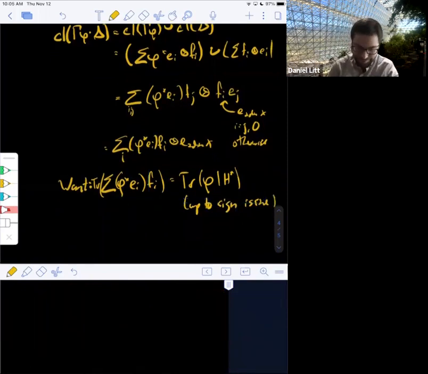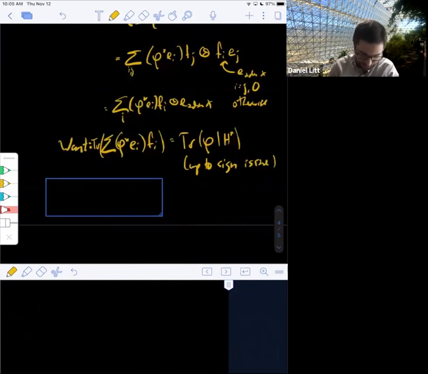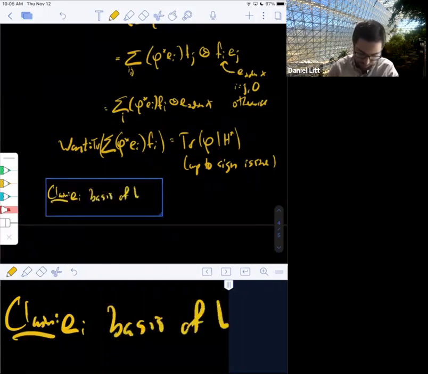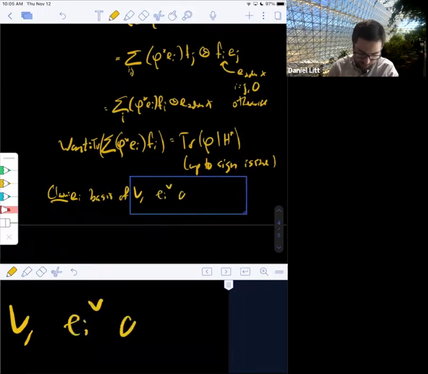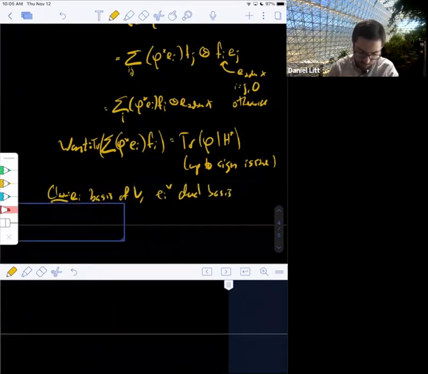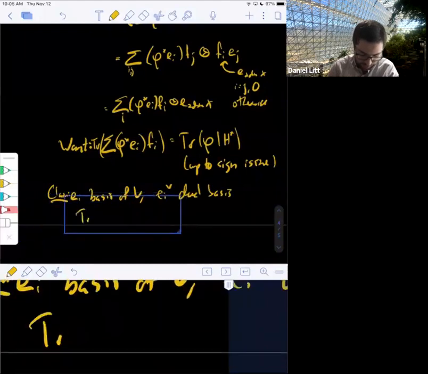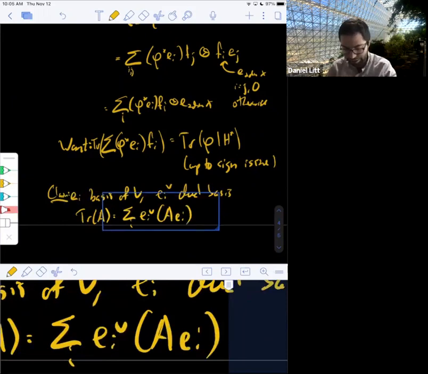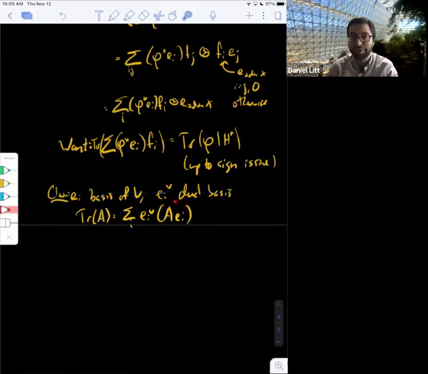Anyone? So this is just a linear algebra fact. If you haven't seen this before, you should check. The claim is that if Ei is a basis of a vector space V, and Ei dual is the dual basis, then the trace of A is the sum over i of Ei dual evaluated on A of Ei. Okay, and why is that? These are literally the diagonal entries of the matrix A, right? Okay, so this is the proof.